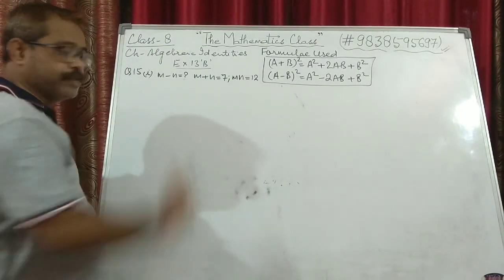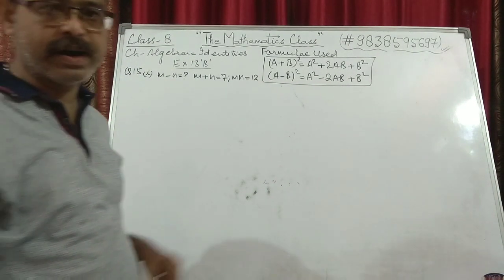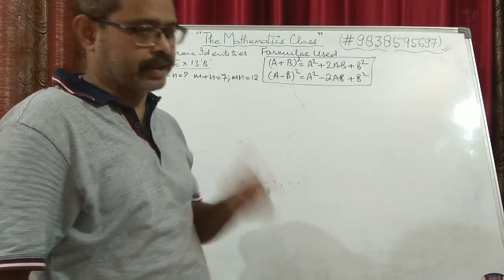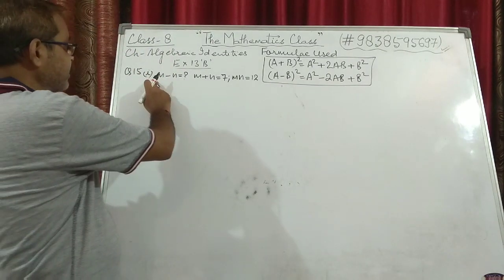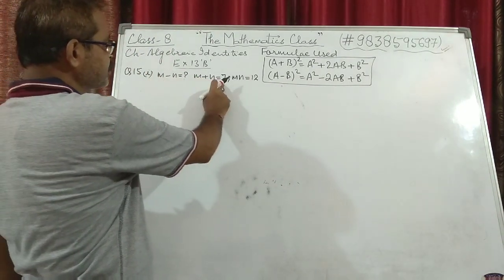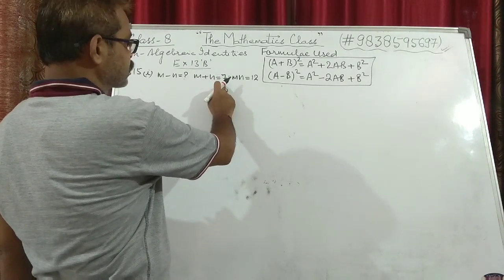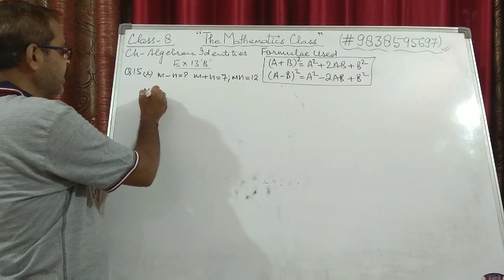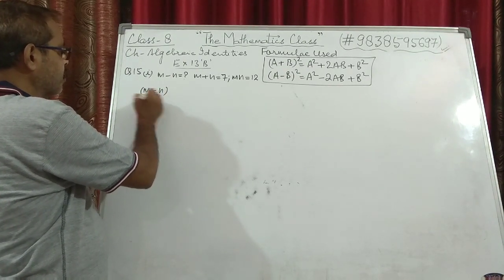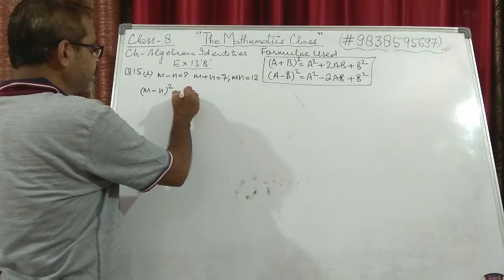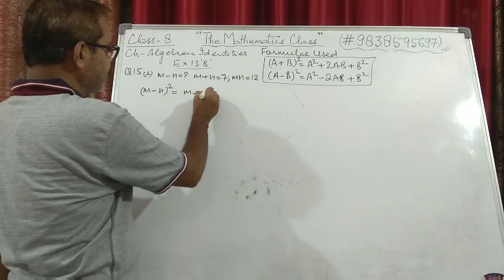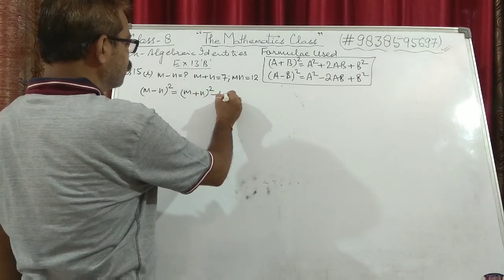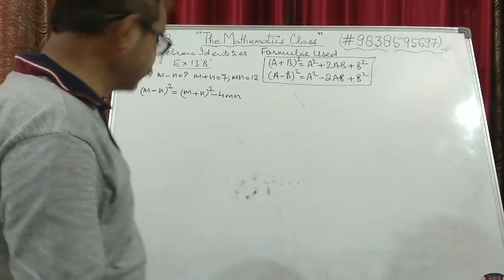Now question number 15. This question has 5 parts. I will be doing 3 parts and the rest 2 parts you will do on your own in the practice note. First part is find the value of m minus n if m plus n is equal to 7 and mn is equal to 12. So we know that m minus n whole square can be written as m plus n whole square minus 4mn. I will explain this.